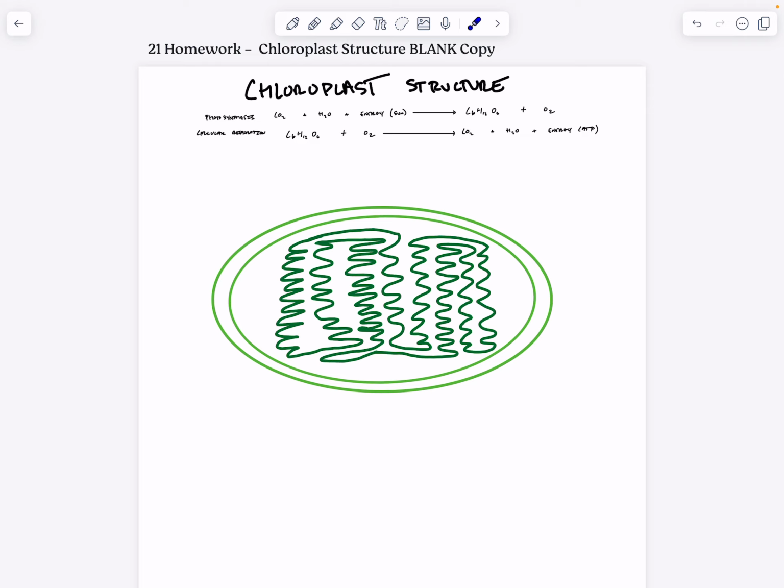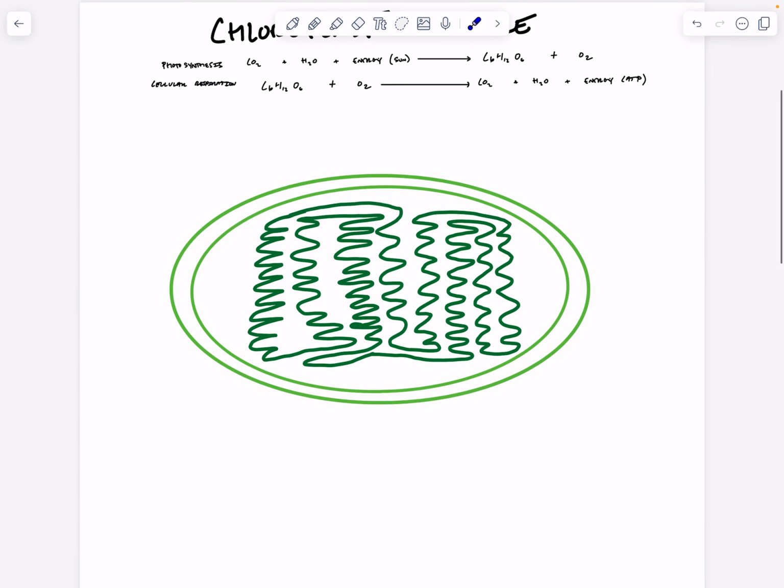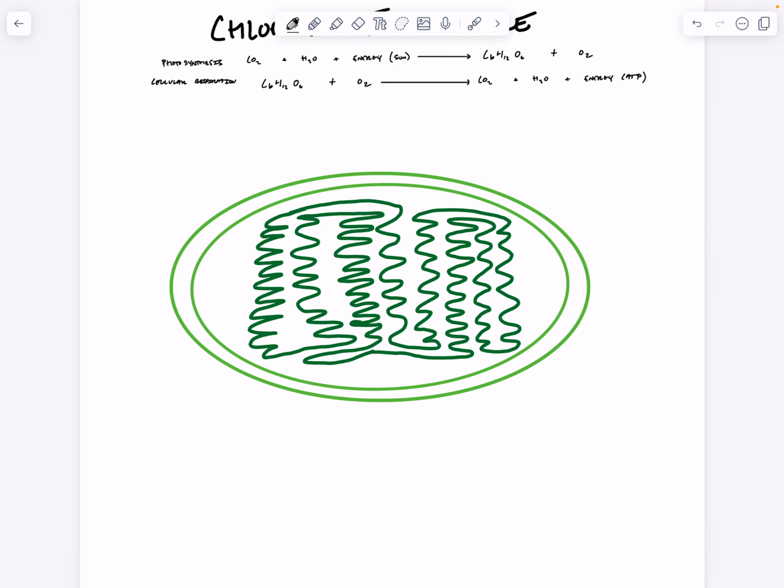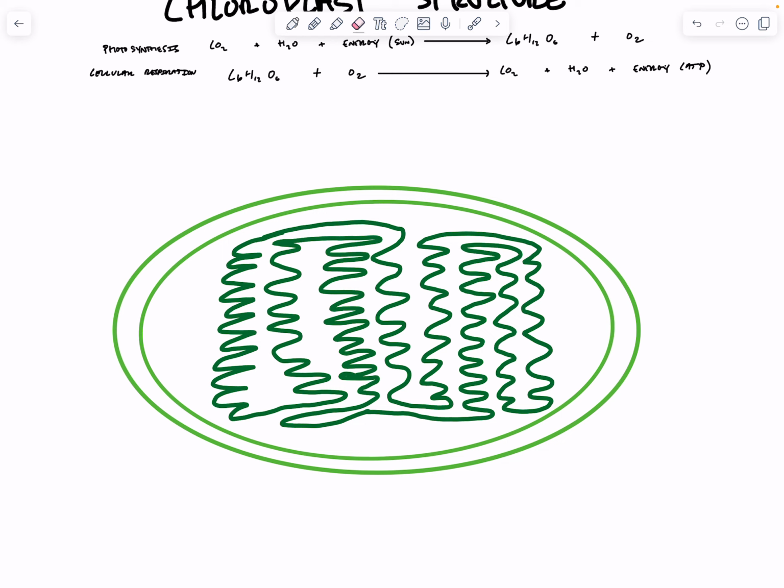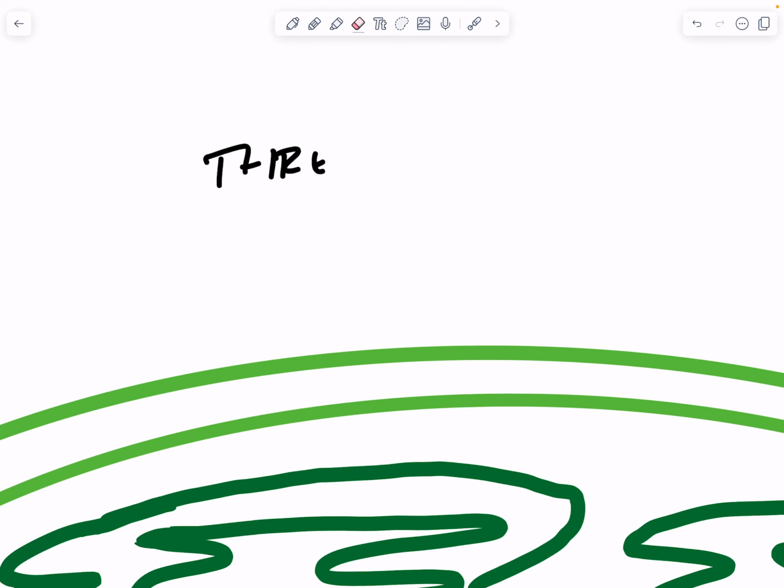The place where photosynthesis takes place is within the chloroplast. It's this green organelle that's in plant cells, and we're going to talk about the structure of the chloroplast today. The chloroplast is actually an organelle with 3 lipid bilayers.